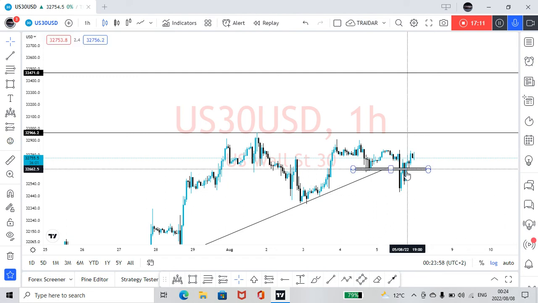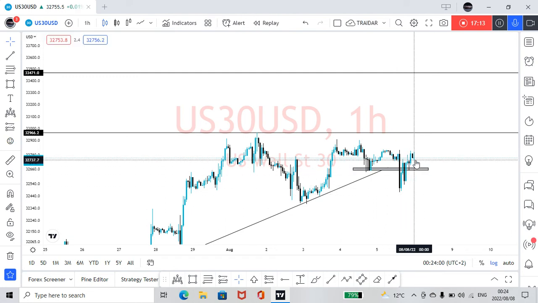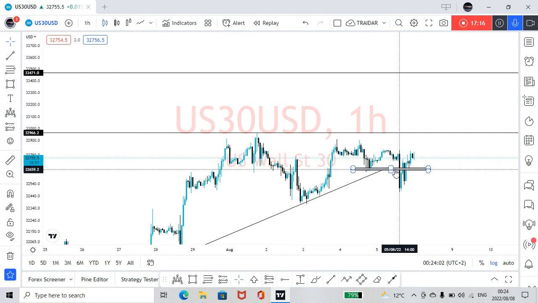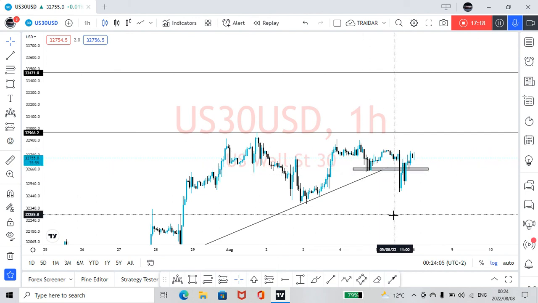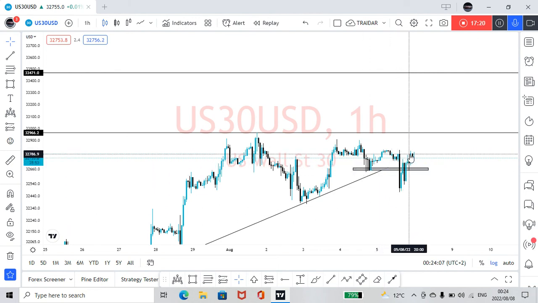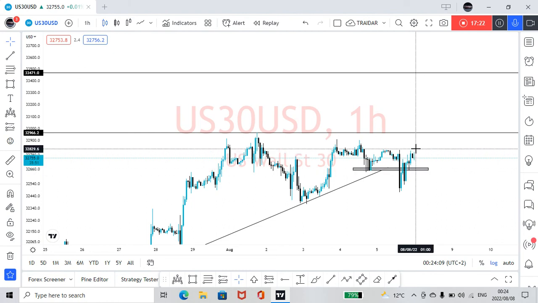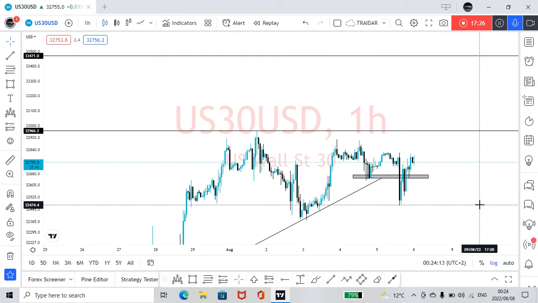So this to me is a fake break, and then the market went back in. So as we can see, this is a support area. The market broke it, it broke back in, and then it tested it before it can actually continue all the way up. So what's the verdict on US30?